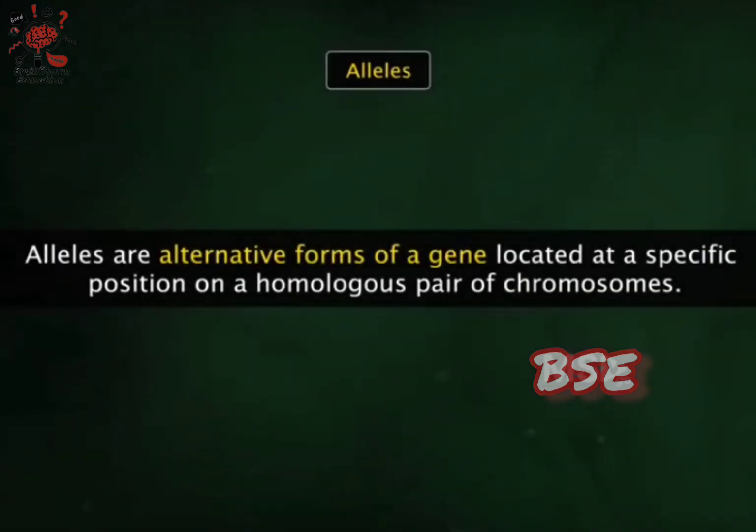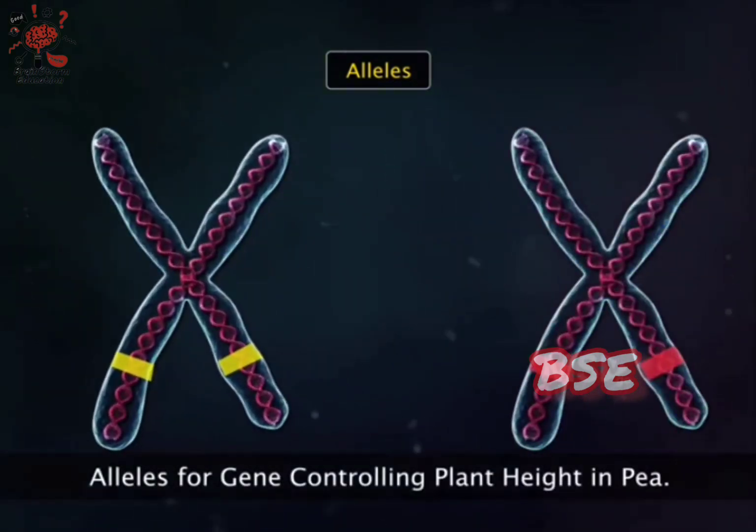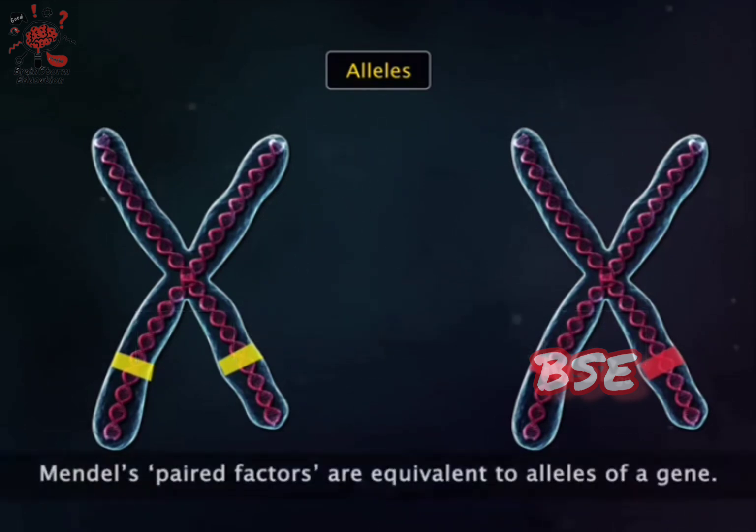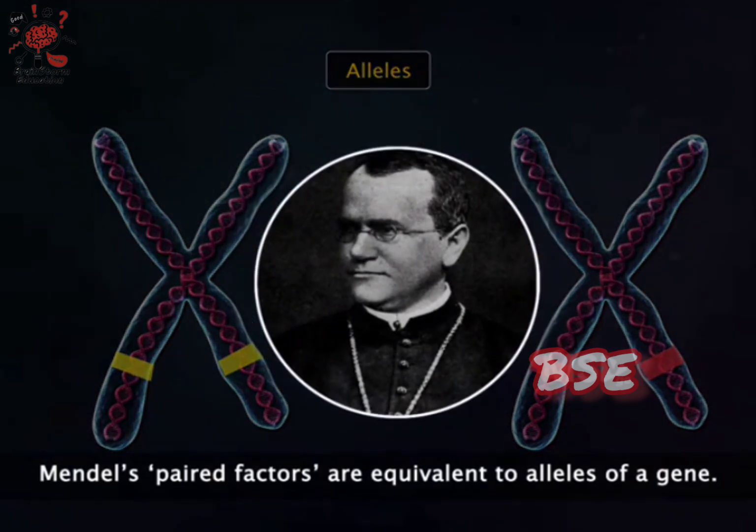Alleles. Alleles or allelomorphs are alternative forms of a gene located at a specific position on a homologous pair of chromosomes. For example, the gene for plant height in pea plant has two alleles: the allele for tallness, represented by capital T, and the allele for dwarfness, represented by a small t. The paired factors described by Mendel are equivalent to alleles of a gene.